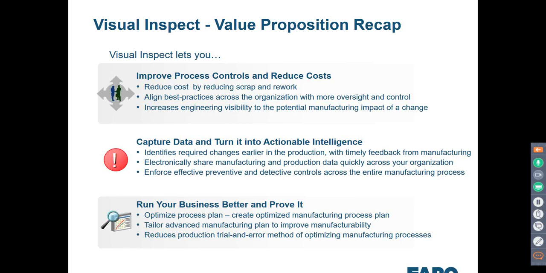We allow you to capture data and turn it into actionable intelligence, or basically something that you can make a change very quickly with, because you've got good, real-time information. So we identify these changes earlier in the production process with timely feedback from your manufacturing group. We can share these digitally across both your plant and your organization very quickly. We can also store all of these images and this data and the information that we actually collect. And basically, we can implement, enforce, or improve preventive and defective control capability in the manufacturing process and push that up further upstream, if you will.